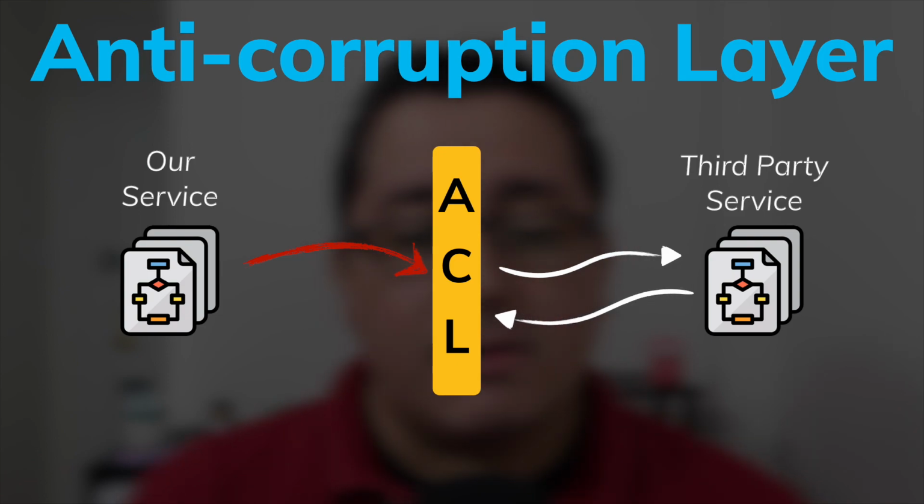This layer allows our system to interact with another one without being affected or corrupted by their design, keeping our system completely isolated from foreign concepts. The anti-corruption layer pattern is typically implemented using a combination of the facade and adapter design patterns. Let's look at the code and see how this is implemented in Go.